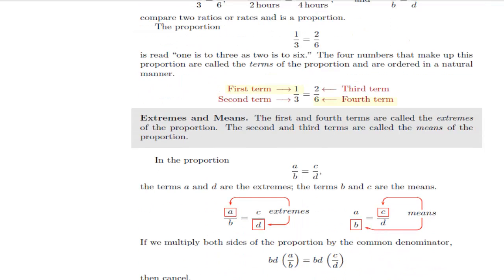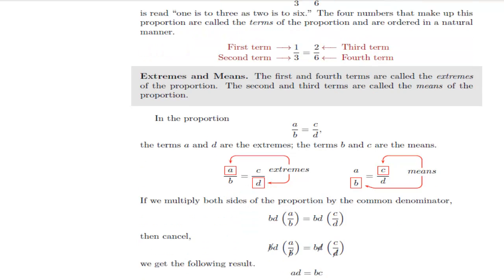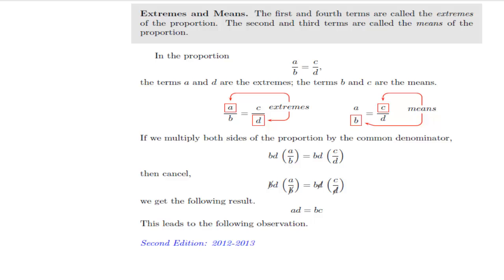The first and fourth terms are called the extremes of the proportion. The second and third terms are called the means of the proportion. In the proportion A over B equals C over D, the terms A and D are the extremes, the terms B and C are the means. If we multiply both sides of the proportion by the common denominator, then cancel, we get the following result. A times D equals B times C.